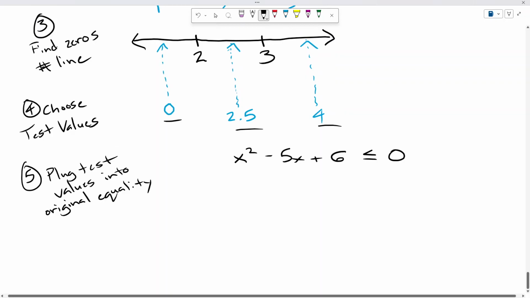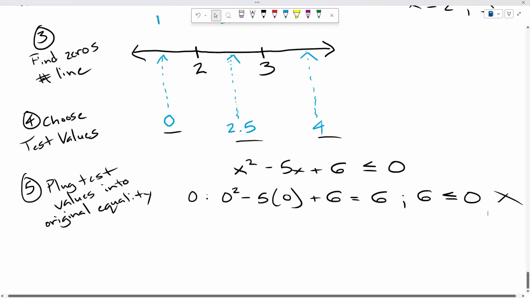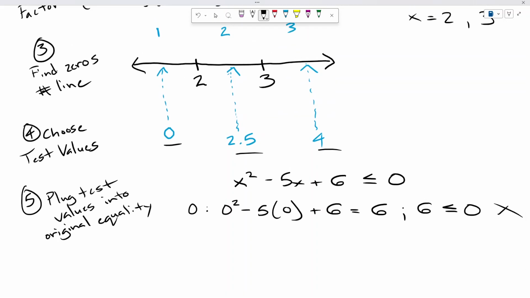Space, so I can see my number line. All right, so if we plug in 0, that's our test value, the first one, we'd have 0 squared minus 5 times 0 plus 6, which would be 0 minus 0 plus 6. So that would just be equal to 6. And 6, is that less than or equal to 0? That would be a definite no. So what that tells us is this interval here, this interval 1, that is false. We would say that interval is false, that is not true.